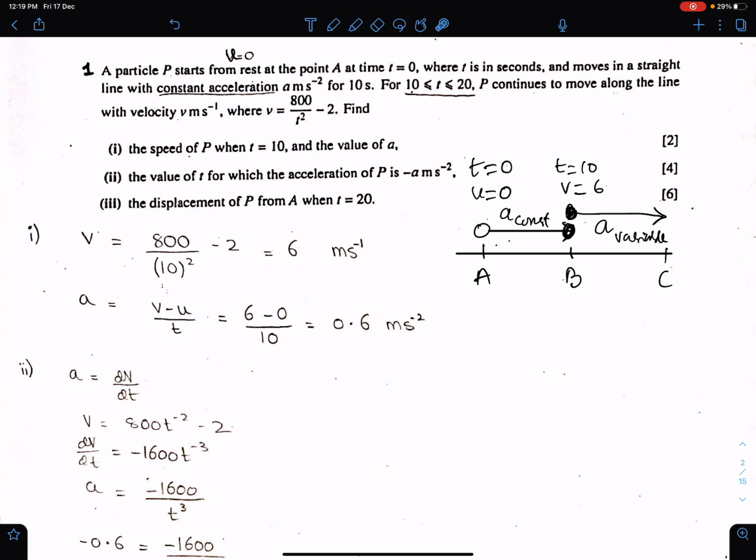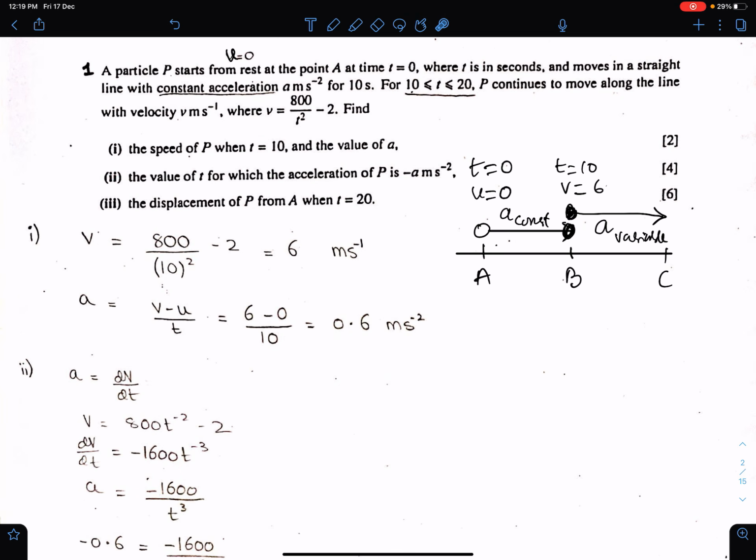Now the first part: find the speed of P at t = 10. It's 6, and the value of a. For the value of a, we will use the equation of motion from A to B. So according to this equation of motion, we have acceleration 0.6. Here v is 6, u is 0, and t is 10.